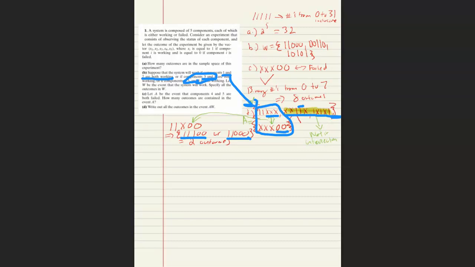Well, I interpreted it as 111 would still be in W because the first 2 are ones. Oh, hold on. So 11100 is in, hold on one second. 1 and 2 both working, 3. I see. Okay, all right.